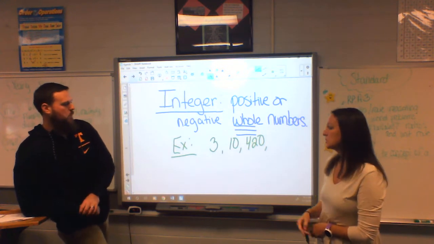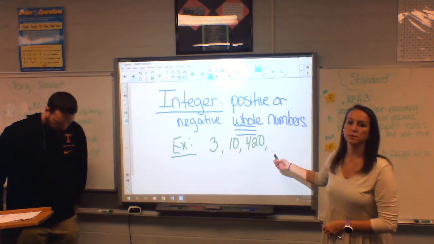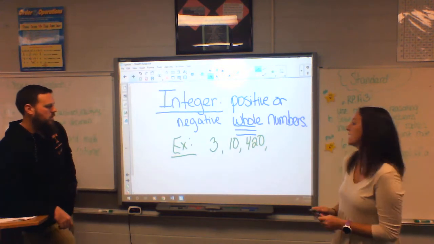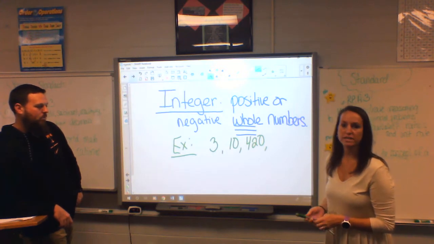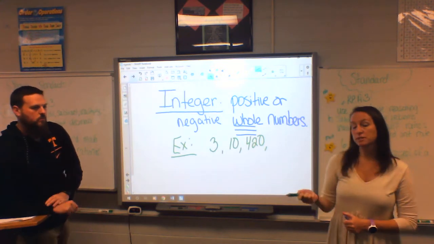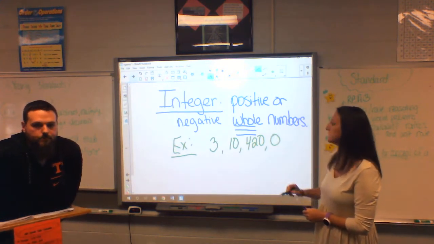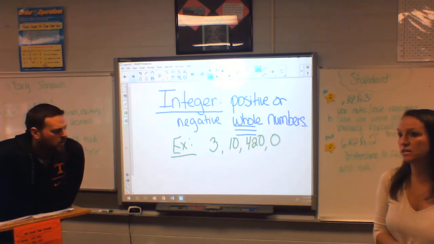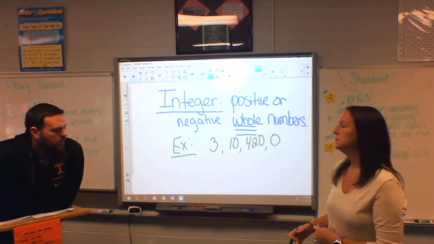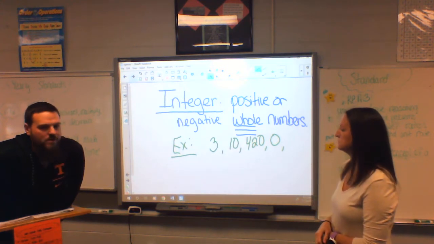Mr. Winstead just gave you some examples of positive integers. They're just whole numbers, things that you've used your whole life: 3, 10, 420, 1,000,006, whatever it is. One that he said that is really important that a lot of kids forget: 0 is an integer. It's not a positive and it's not a negative, but it is a whole number. So 0 is a special case. It is neither positive nor negative, it is just 0.